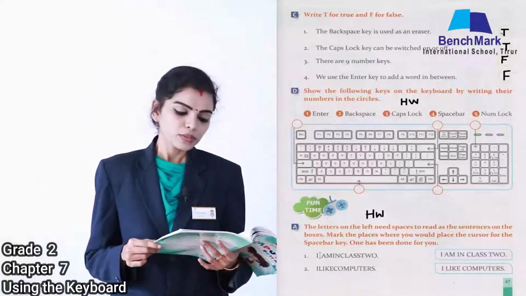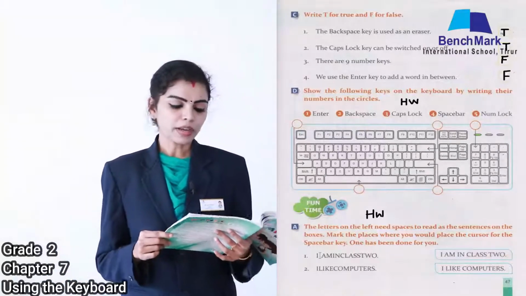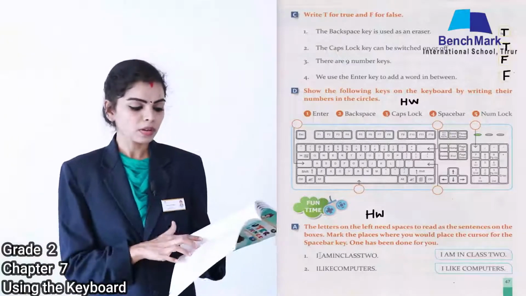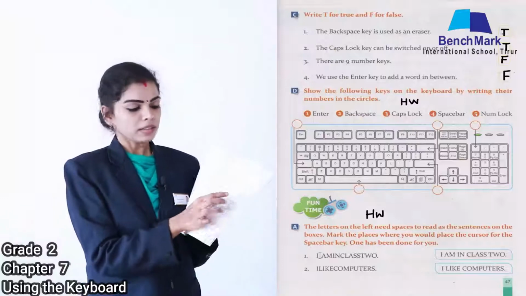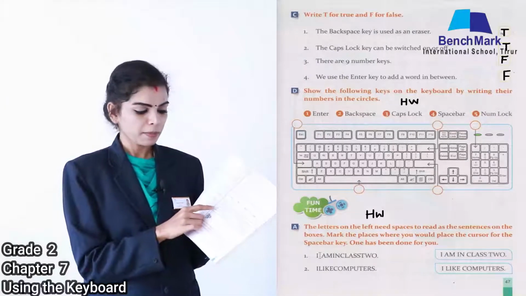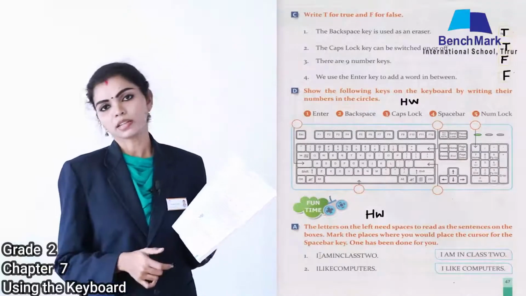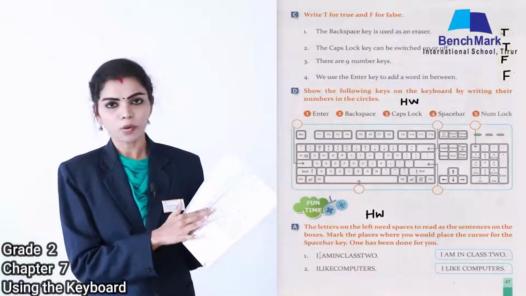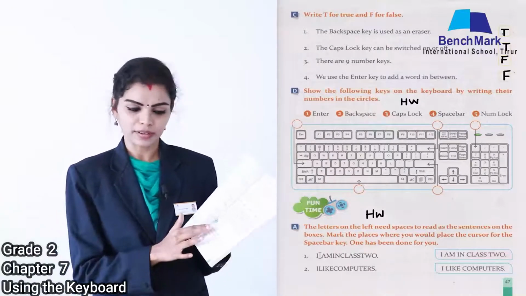Okay. Show the following keys on the keyboard by writing their numbers in the circle. Here they have given the name of the keys with the number, and here they have given the space where that key belongs. So here you need to write the number. This is homework for you guys. You need to do this at home.